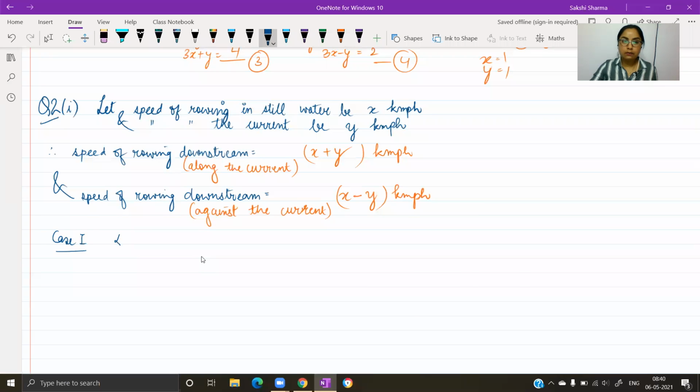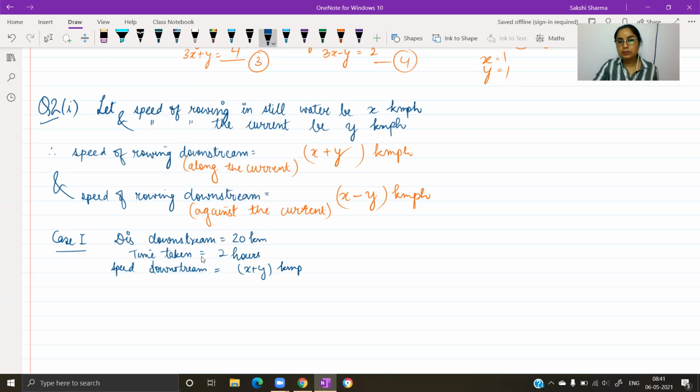Case 1, we are given the distance covered downstream and the time taken. The distance covered downstream is 20 kilometers and the time taken is 2 hours. Now use the speed downstream in order to formulate an equation. Speed downstream is x plus y kilometers per hour. Can you just formulate an equation from here?